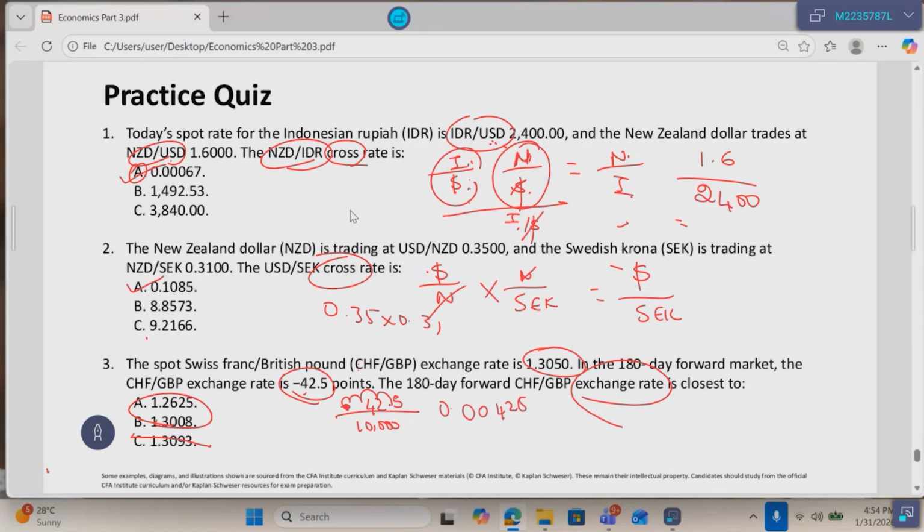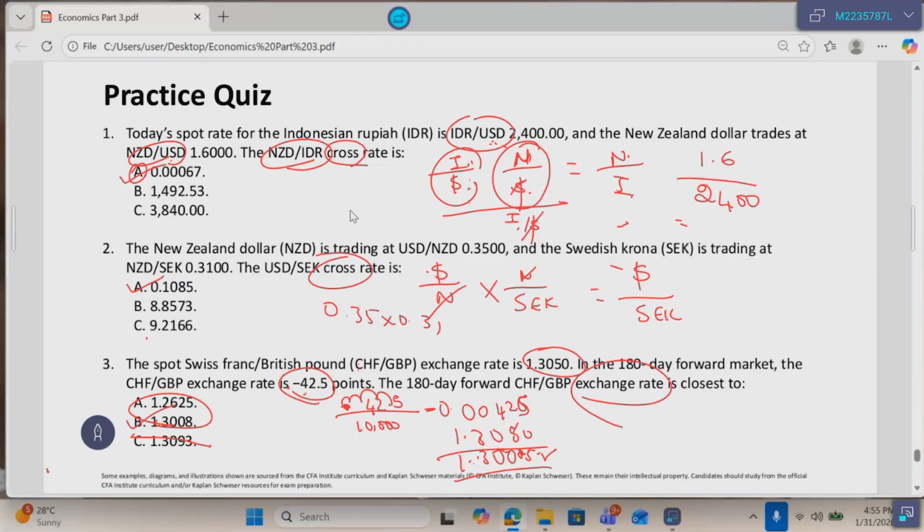It is 0.00425. You will add this to 1.3050. Sorry, this is minus, my bad. It is minus, right? So 1.3050 minus this, 5 minus 4 is 1. Okay, let's subtract. So this becomes 10, 8, 5. So 1.30085 is the right answer, which is option number.